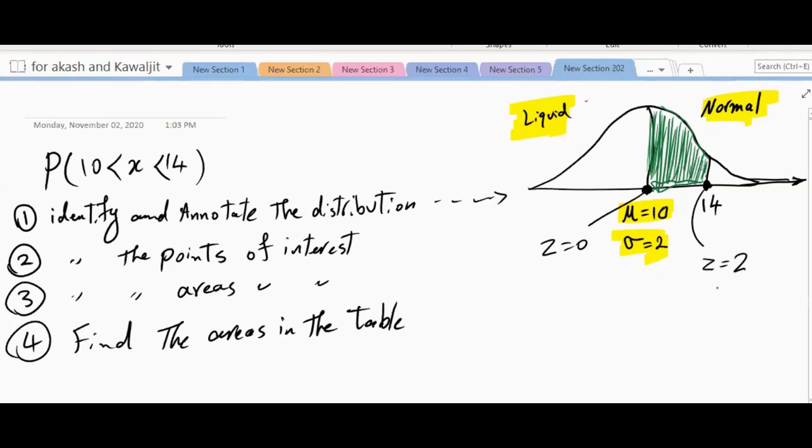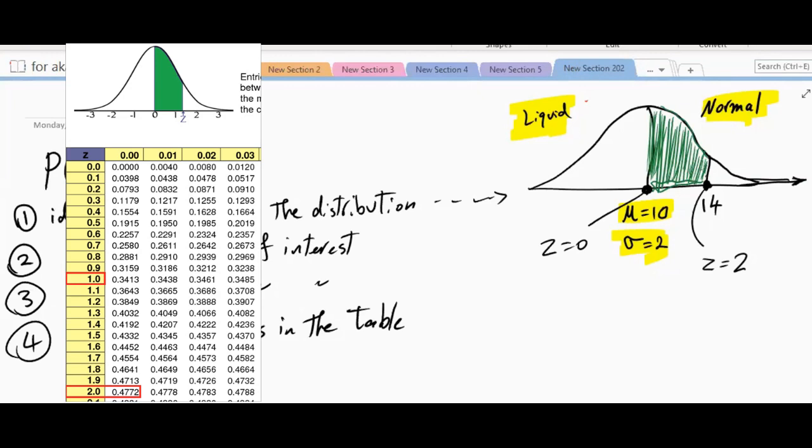Two. So please go to the table and tell me what is the area, this green area in the table between Z equal to 2 and the center point. Just in column Z, find number 2. 0.4772.